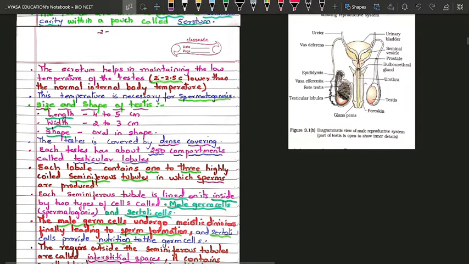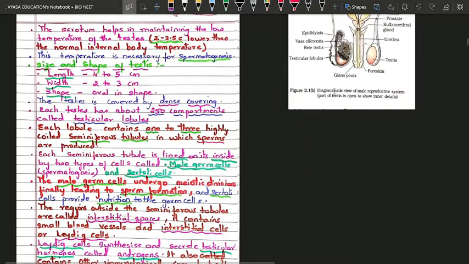Each seminiferous tubule is lined on its inside by two types of cells. What are these two types of cells? One is the male germ cell, that is spermatogonia, and the other one is the Sertoli cells. These are the two types of cells lining the inside. Male germ cells are called spermatogonia, and the second one is Sertoli cells.